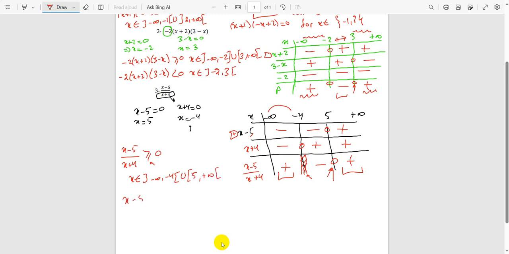And this expression x minus 5 over x plus 4 is strictly less than 0 for x belongs to, right here we have negative, which is between -4 and 5.